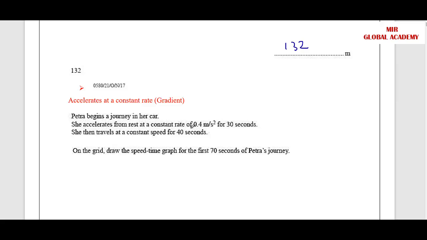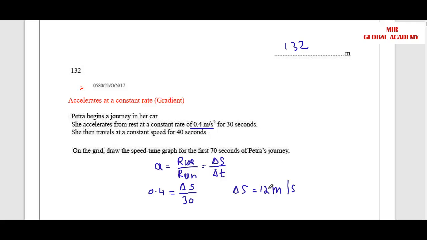Please read the statement very carefully. This is 0.4 meter per second square. This is acceleration. And in a speed time graph, the acceleration is basically the gradient. That is change in speed over change in time. And then acceleration in the question is 0.4. And we have to find the speed, and the time traveled is 30 seconds. Now by cross multiplication, it will be 12 meter per second.